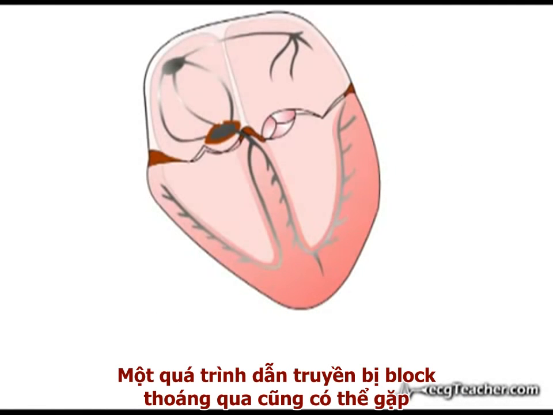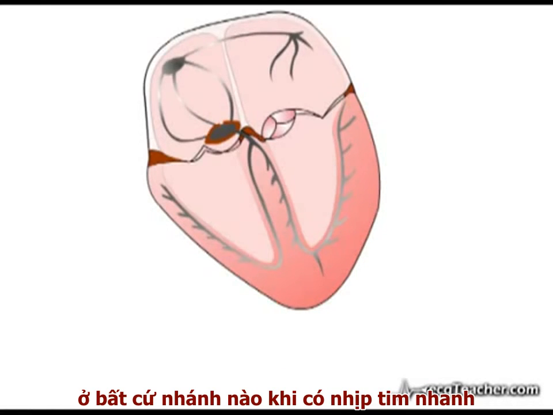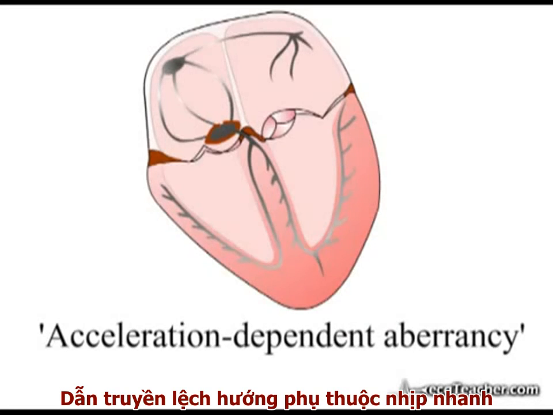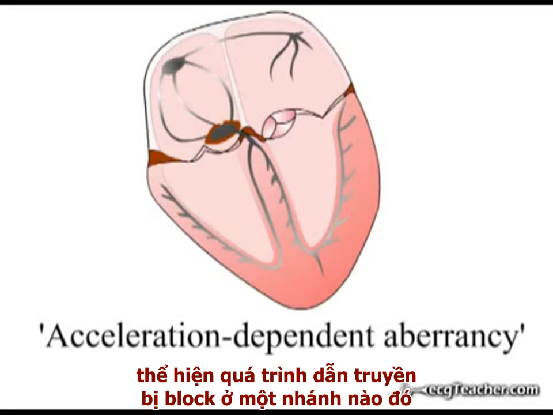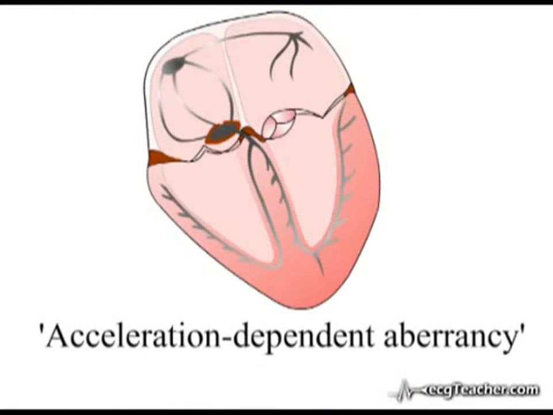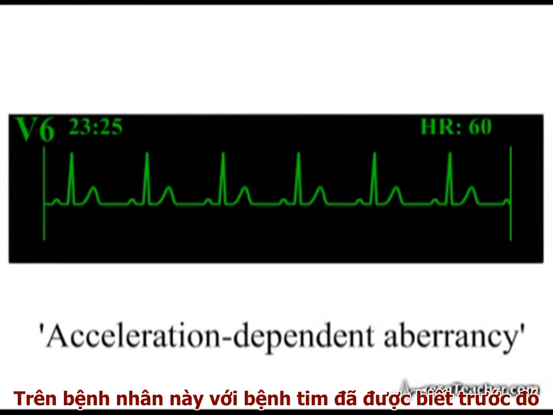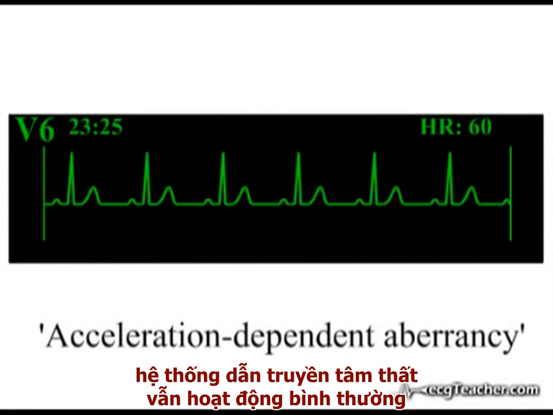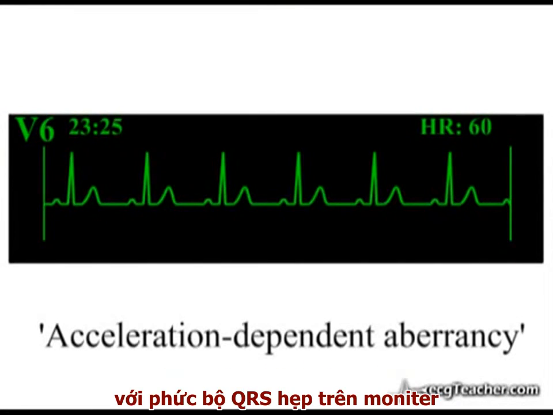A transient failure of conduction can also develop in either bundle branch in response to elevation of the heart rate. Acceleration or rate-dependent aberrancy refers to a failure of conduction in a bundle branch when the heart rate rises to a certain level. In this patient with known heart disease, at a heart rate of 60 beats per minute, the ventricular conducting system is fully functional, with narrow QRS complexes on the monitor.